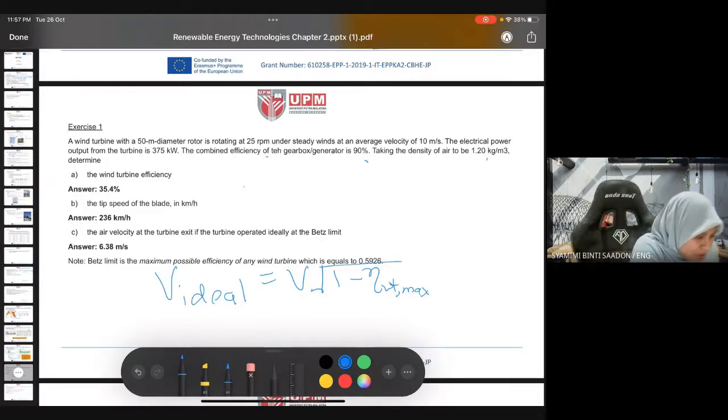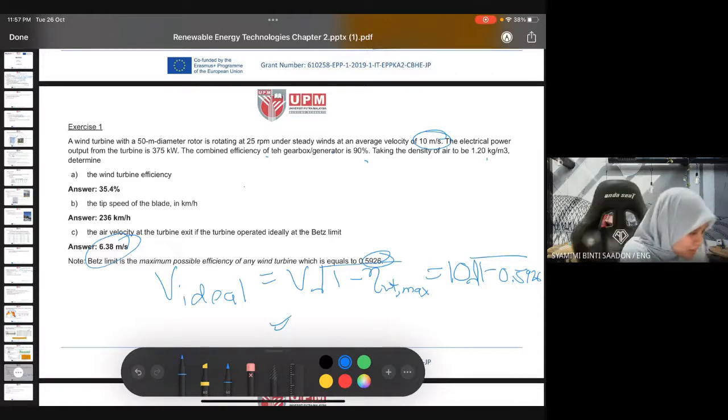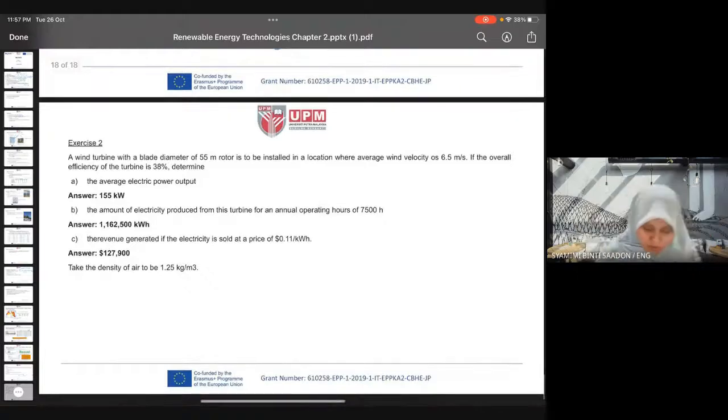So V is the velocity, which is 10 meter per second given here, and 1 minus 0.5926, this Betz limit, square root. So you have the answer, 6.38 meter per second. I hope that you understand. So you can do that and try to do this exercise too. The answers are given here.